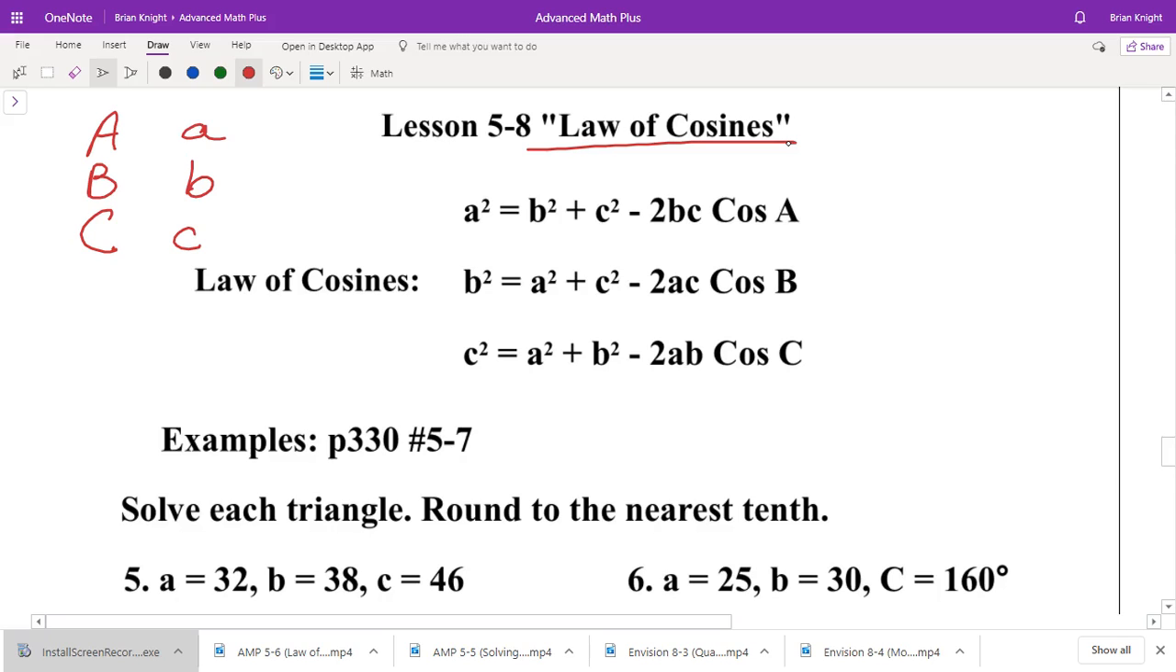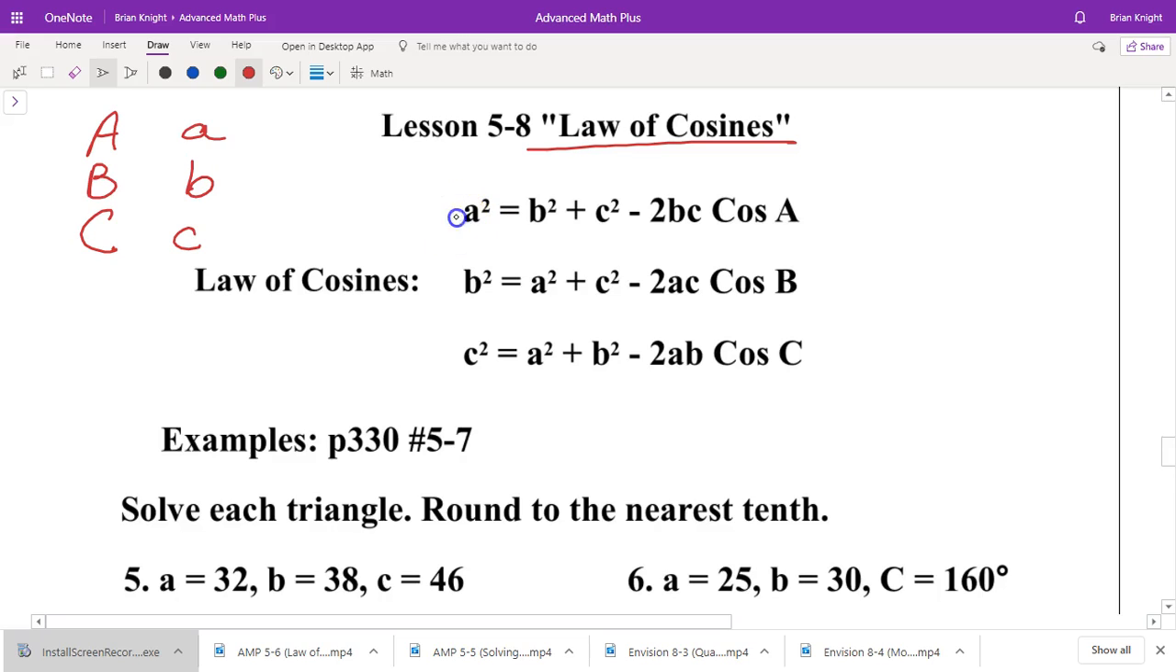These are the law of cosines. Now notice, there's three of them. There's really just one, but the one has three different ways it could be written. I don't recommend trying to memorize each one. Just memorize the pattern.